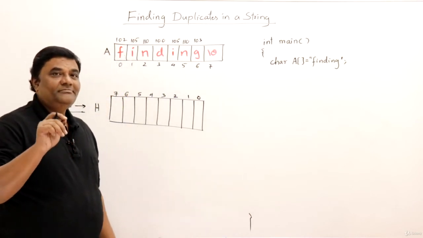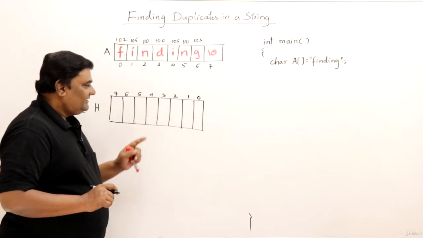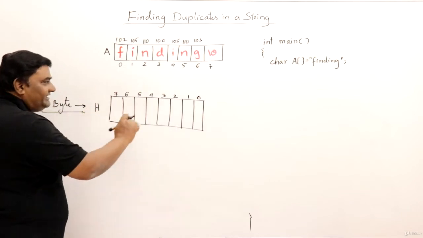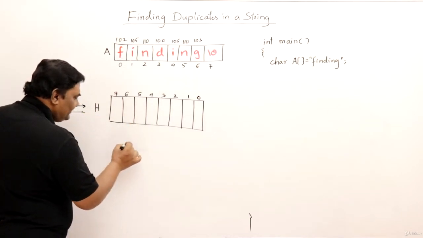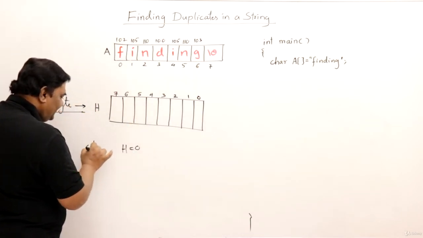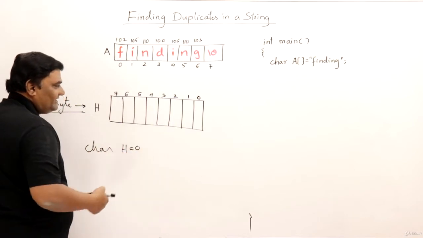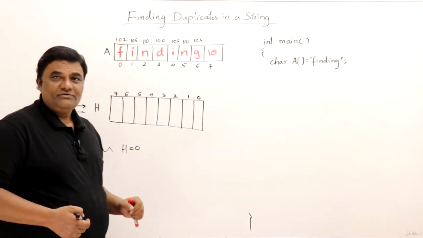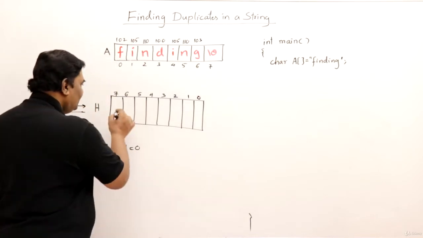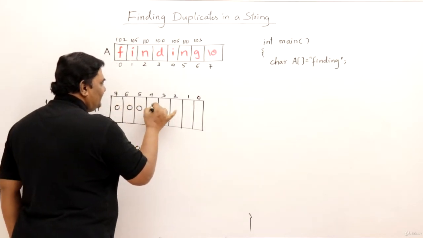Now we will understand bitwise operations. For that let us assume this h is initially 0. Say h is 0. If I declare a variable of type character and say h assign 0, then 0 will be stored. So how is 0 stored? All these will be zeros.